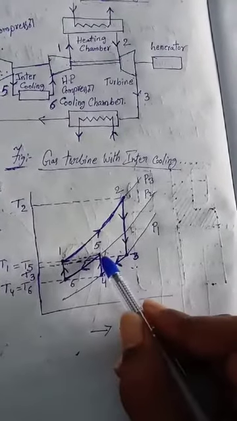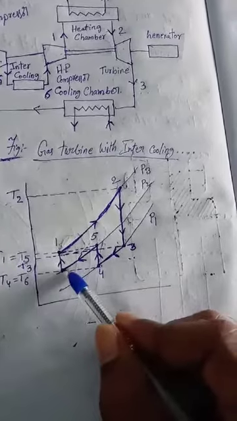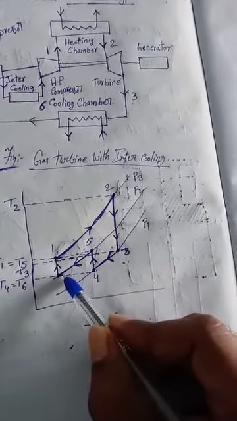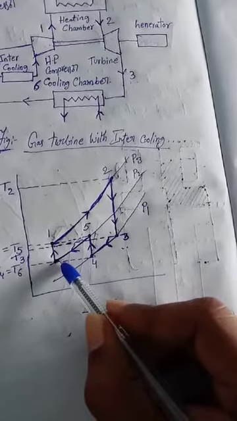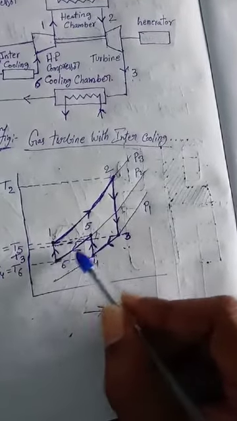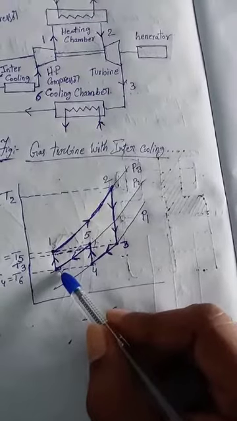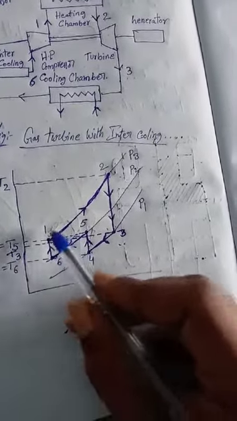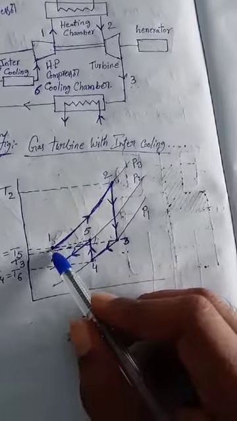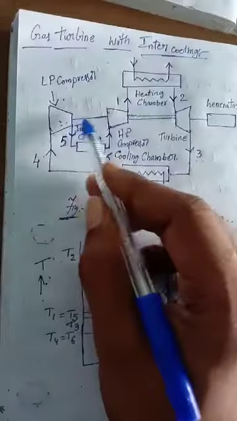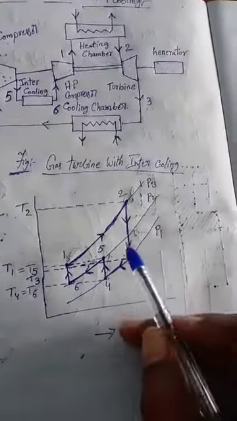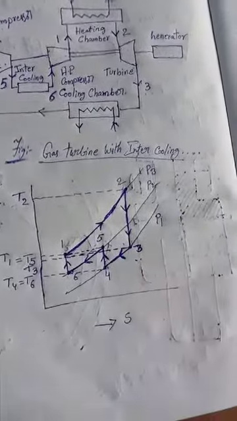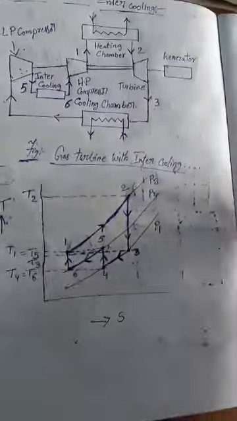So the process 5 to 6 is also the same, it shows cooling of the air in the intercooler at constant pressure. Finally, process 6 to 1 shows compression of air in the HP compressor. Okay, so this is the process, totally, to draw the TS diagram here.